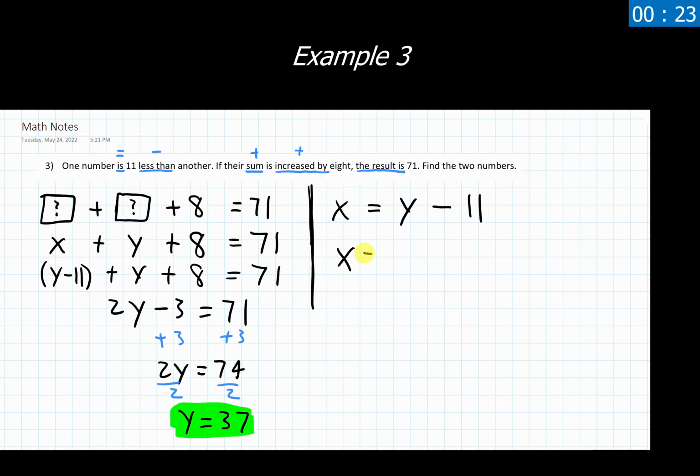So I'm going to have x is equal to 37 minus 11. I'm getting x is equal to 26. So what are my two numbers for this problem? I'm going to have x is 26 and y is 37.